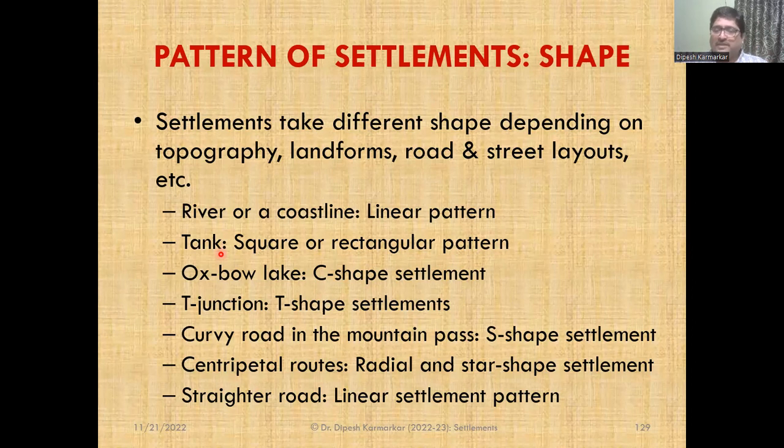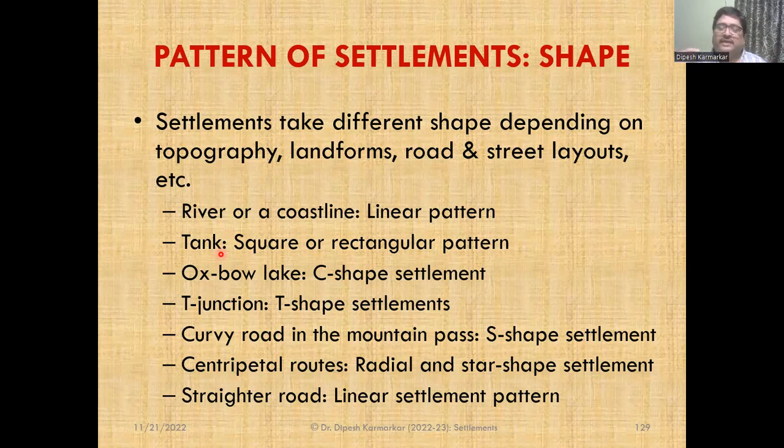In a road that passes through mountains, usually in a zigzag motion, the S-shaped roads, especially through the mountain passes, the road is quite curvy. We find that the settlements located along such a road attain an S shape. So we call it an S-shaped pattern.